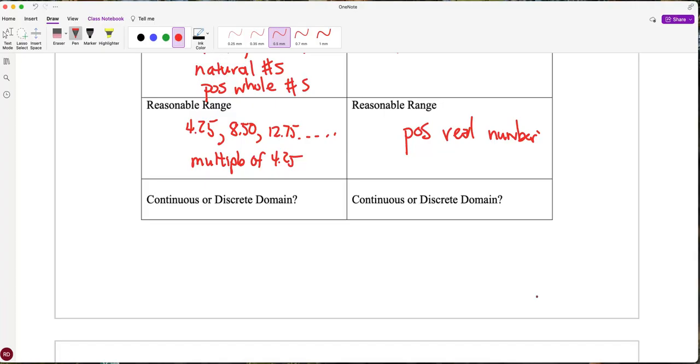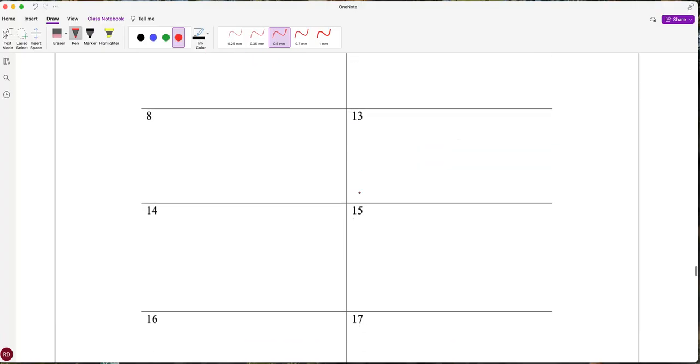So this is a discrete domain. This one is what? Continuous, okay? And that leads us up into the homework, okay? Let me stop this.